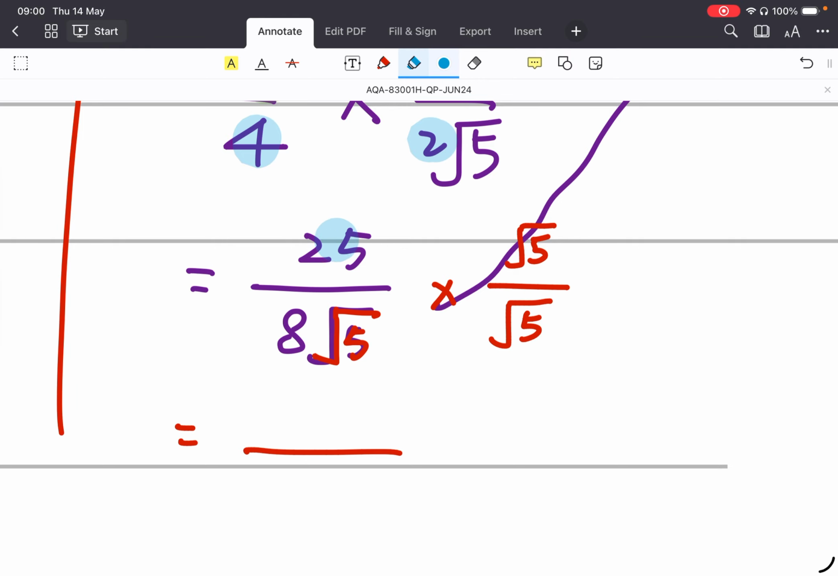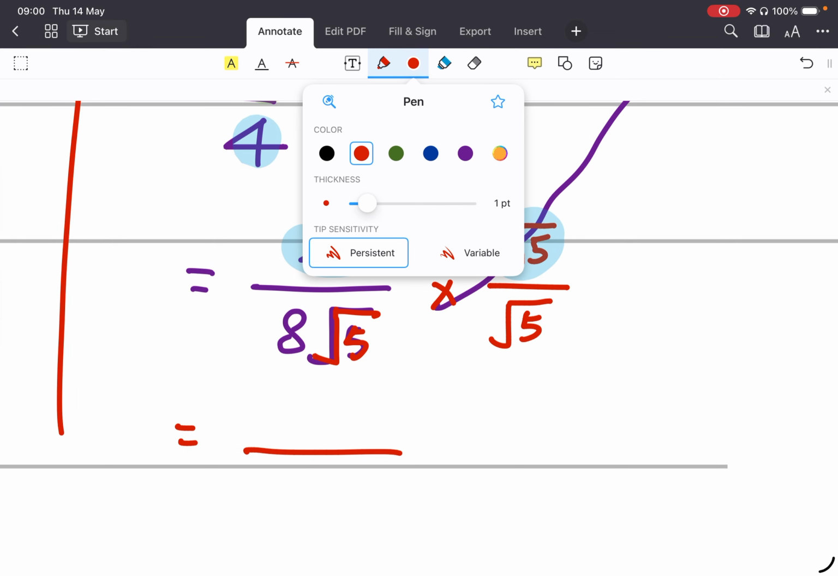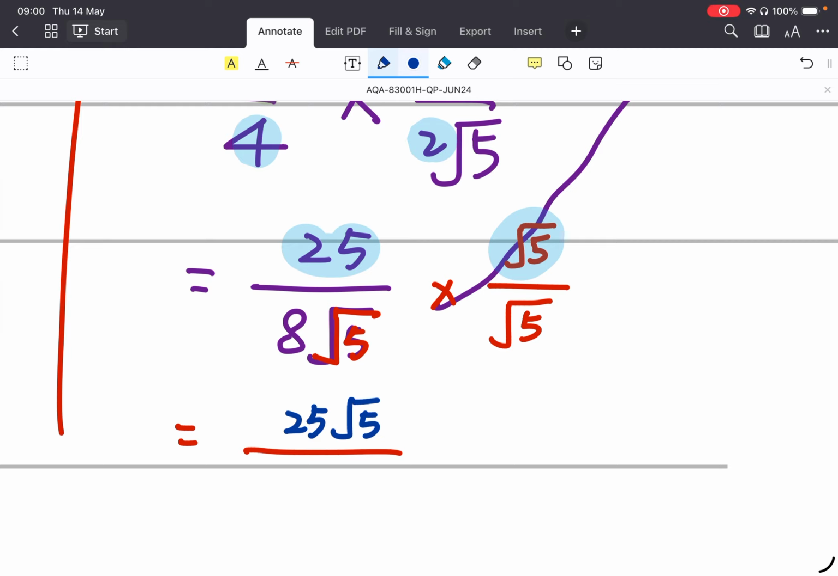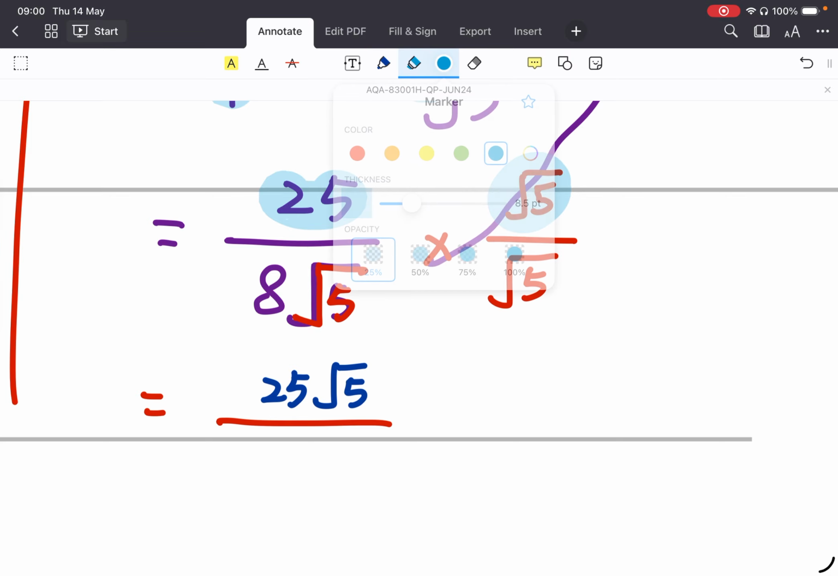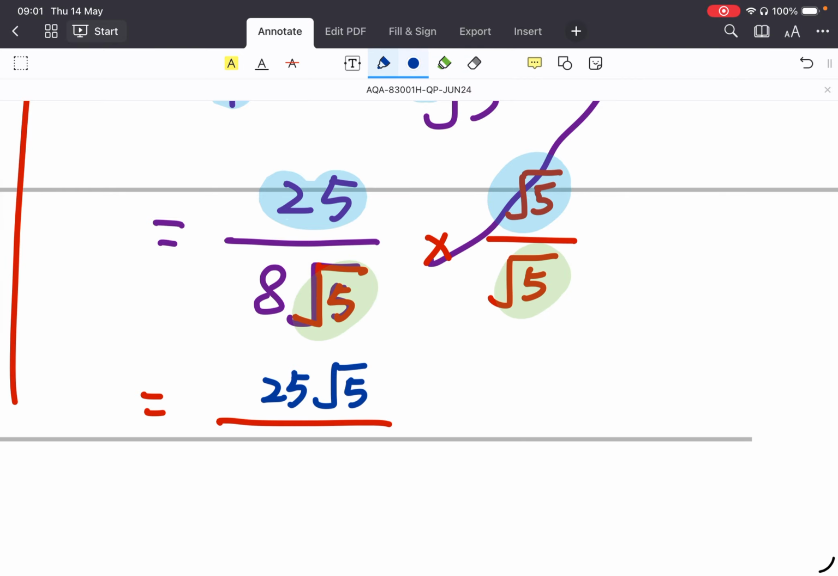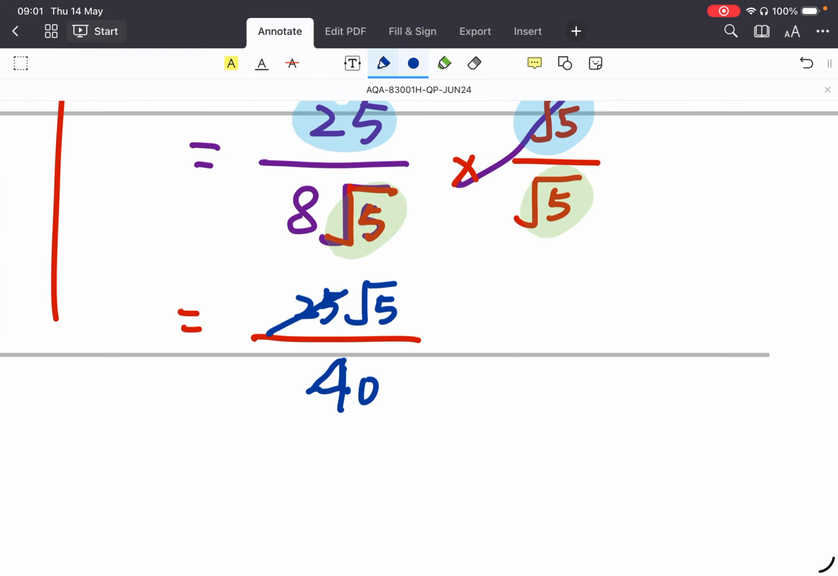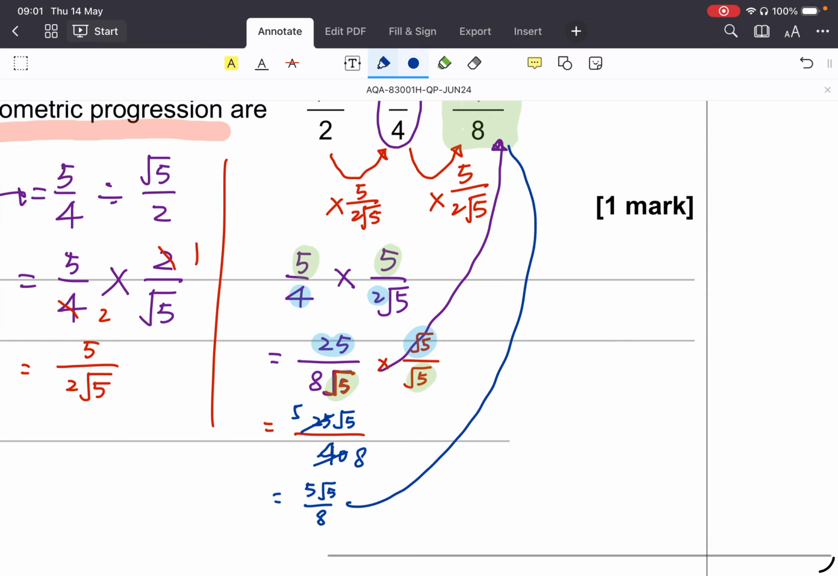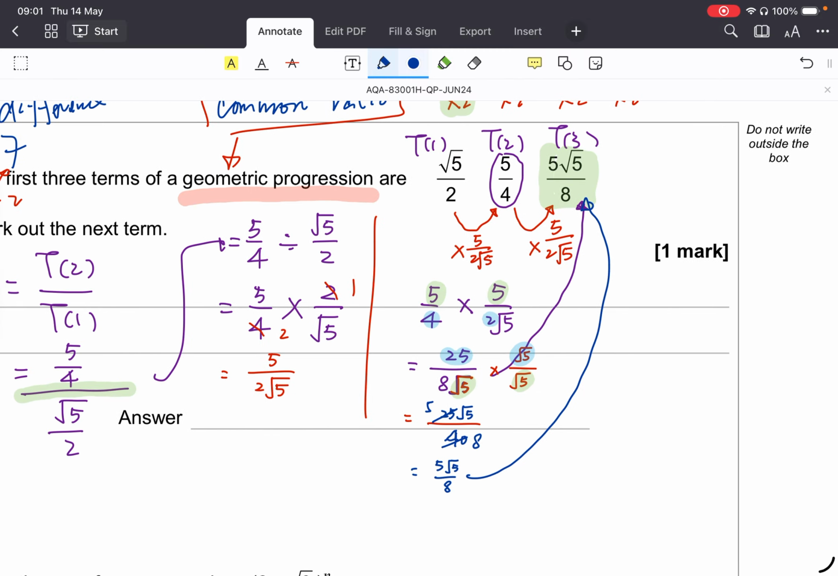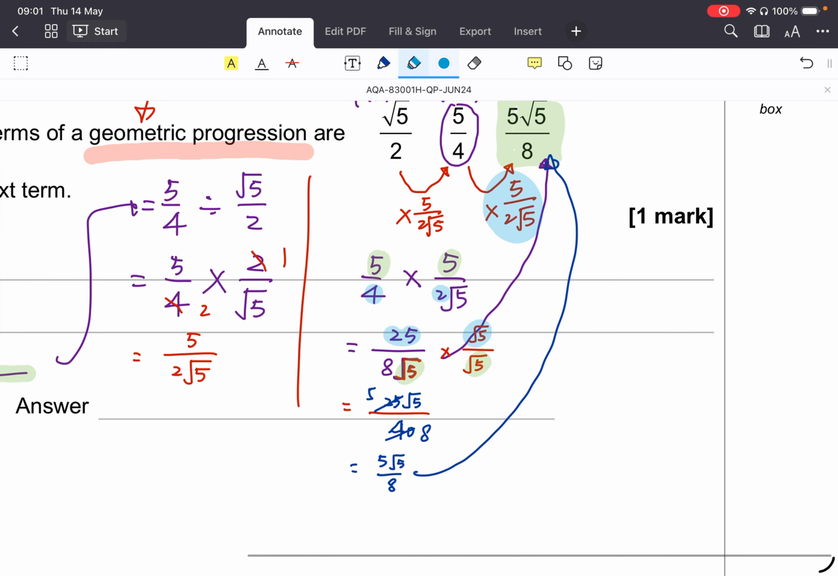Now at the top, we do 25 times square root 5, which is 25 square root 5. At the bottom, square root 5 times square root 5 is 5, times that 8, which is 40. So we simplify the number without the square root, 5 times 5, 5 times 8. It should be exactly the same as the T3 now. So that's why we can assure the common ratio is 5 over 2 root 5.